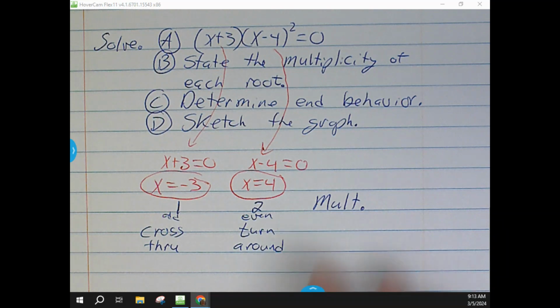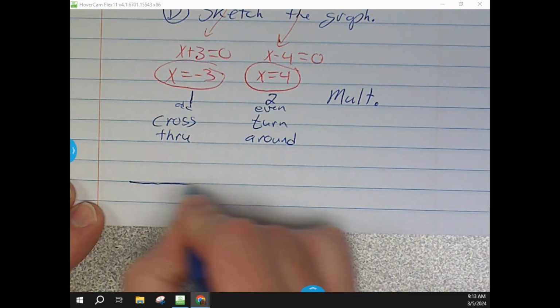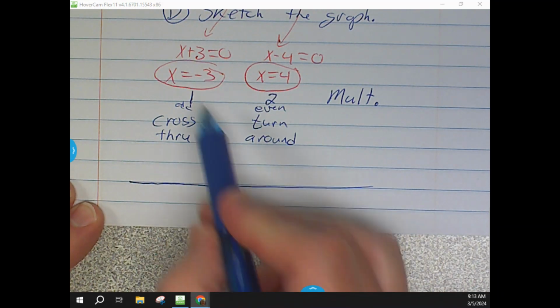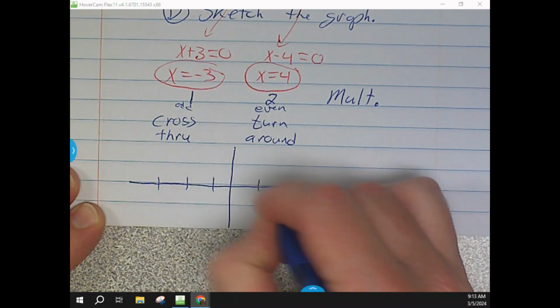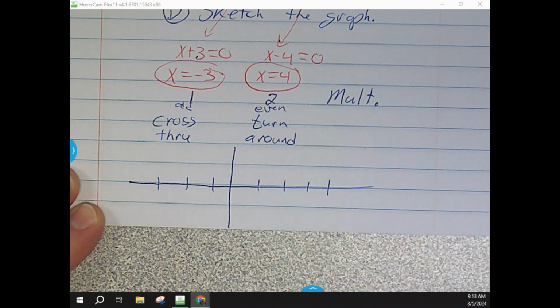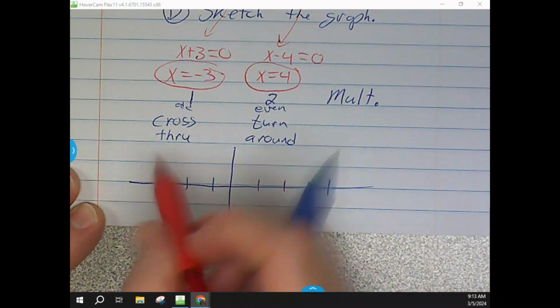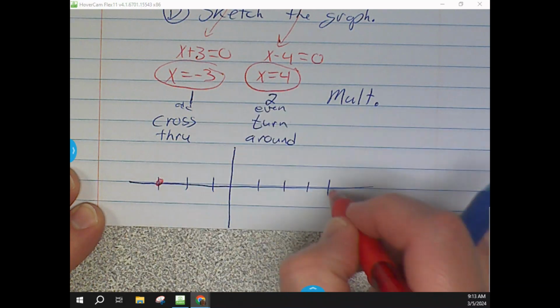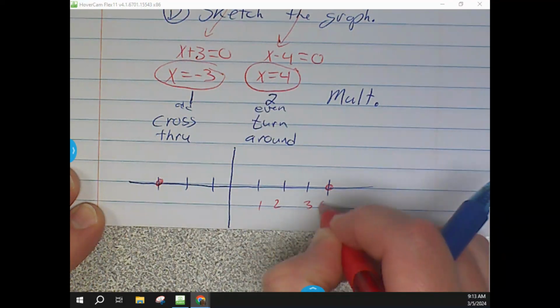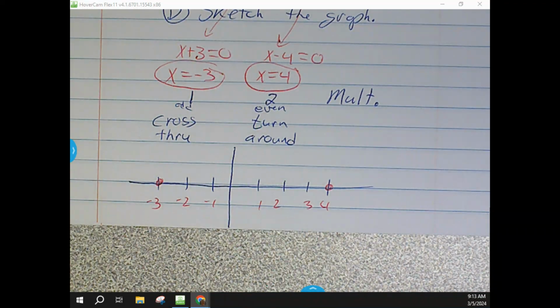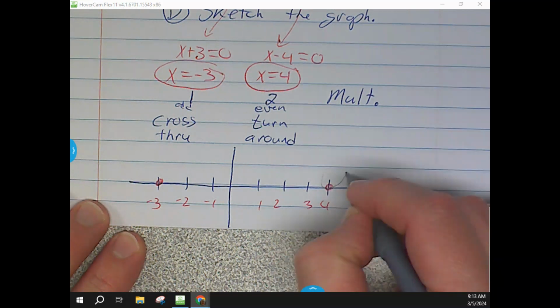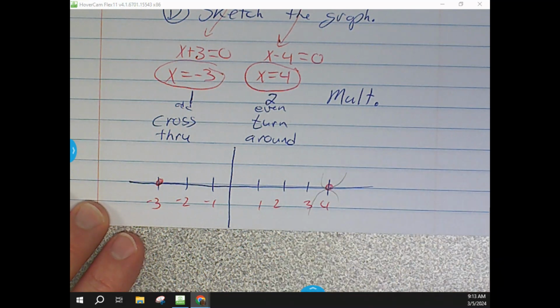Okay, so graphing this one. We've got -3 and 4. So we know we've got a solution at -3, and we've got a solution at +4. Now again, we know that at -3 it's going to cross through, and at +4 it's going to turn around. The question is, does it turn around like this, or does it turn around like this? It's positive, so it might go up.